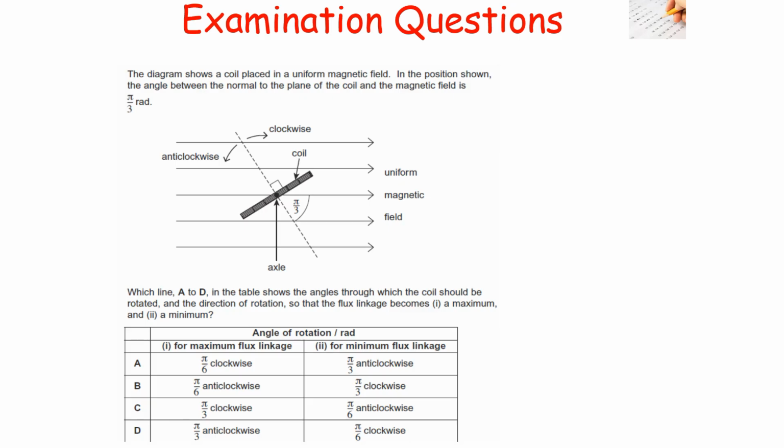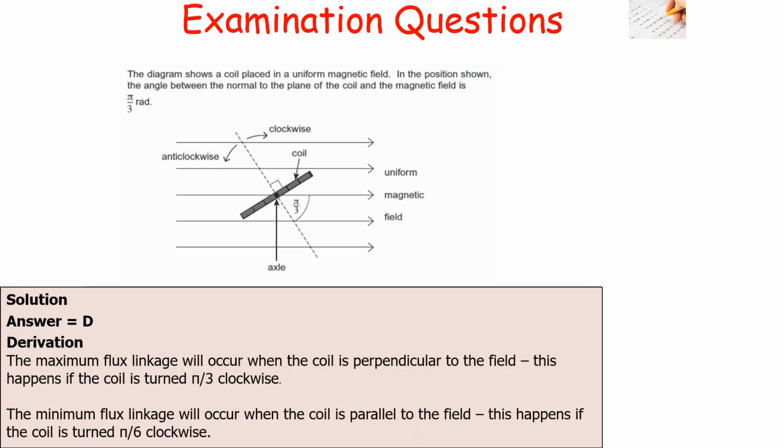Right, in this question the answer is D, because the maximum flux linkage, which is when you get your conductor cutting through as many field lines as possible, occurs when the coil is perpendicular to the field.